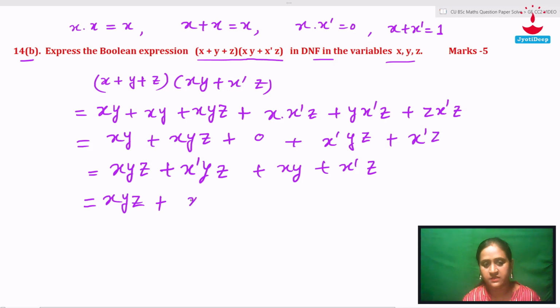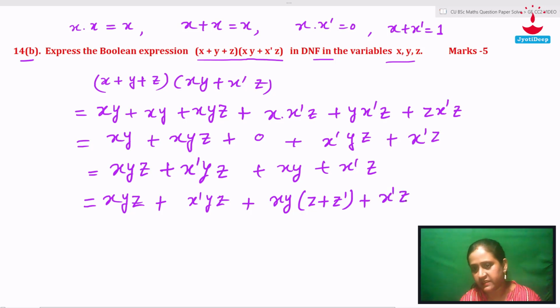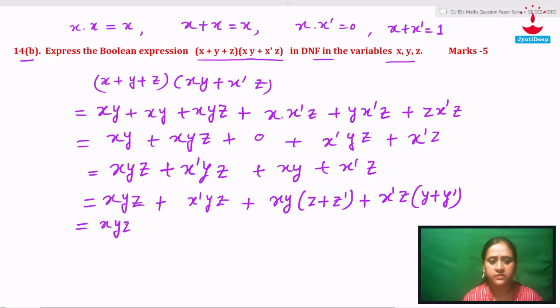So xyz plus x dash yz, not y dash. Plus xy, where z is not present, so I am writing z plus z dash. We can do it because z plus z dash is 1. Plus x dash z, here y is not present, so I am writing y plus y dash.